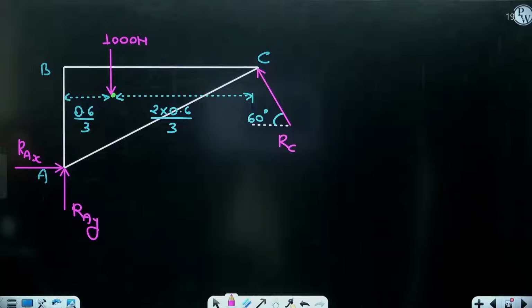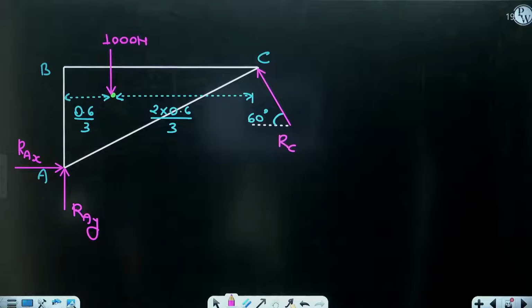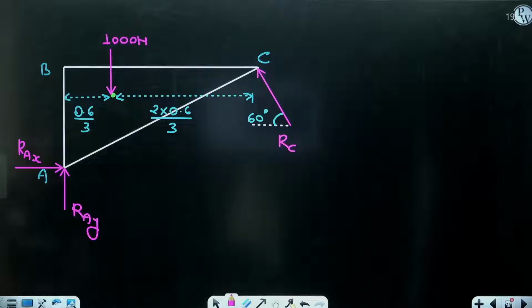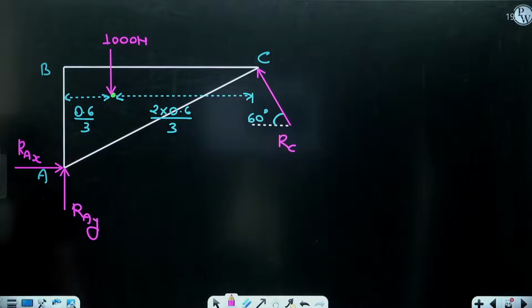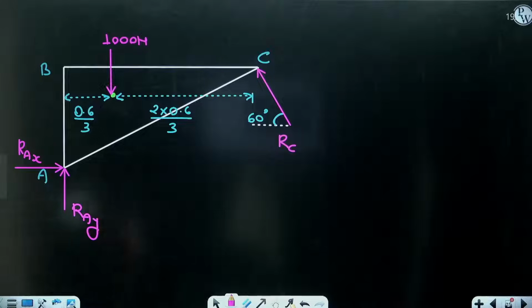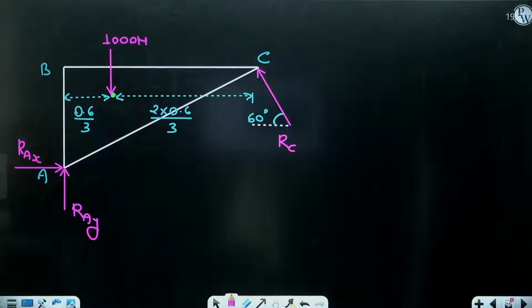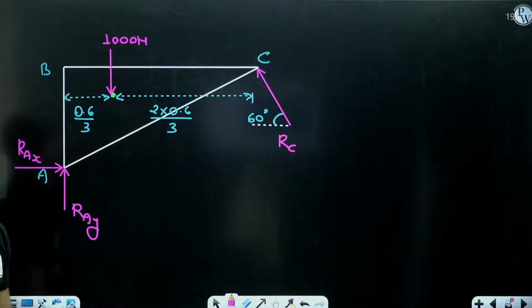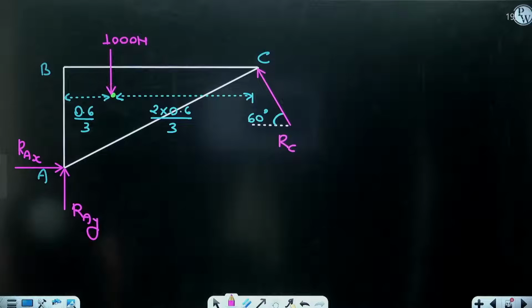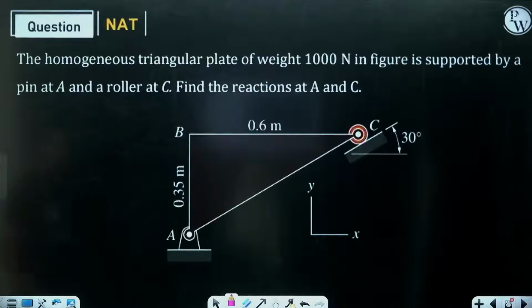So RAX, RAY. Now how many unknowns do we have? Again we have three unknowns, RAX, RAY and RC. So again we have three equilibrium equations. Now which equilibrium equation are we going to use first? Let's take moment at A and calculate RC.